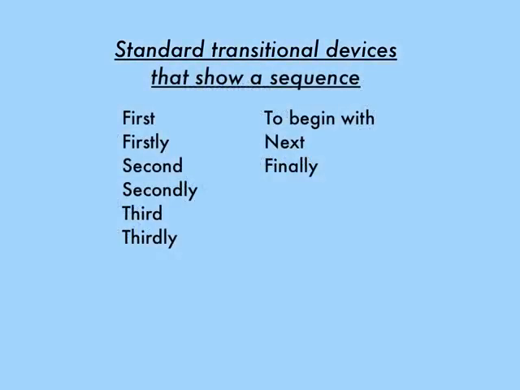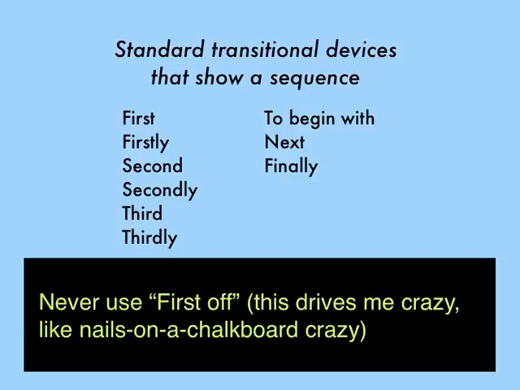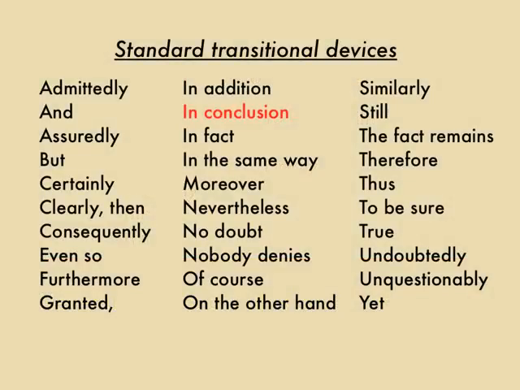Easiest of all, you may also use standard devices that show sequence. First, firstly, second, secondly, third, thirdly, to begin with, next, and finally. Note, never use the slangy first off in an academic essay. It drives me crazy. Also, try to avoid in conclusion because it's overused. The simple so does the same thing, as I will show you in my next sentence.